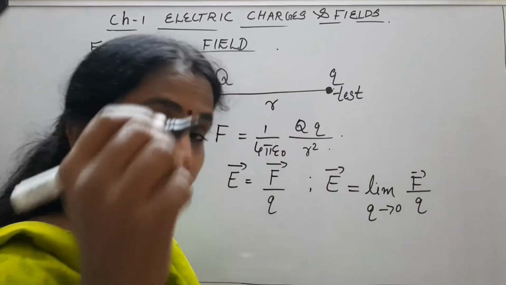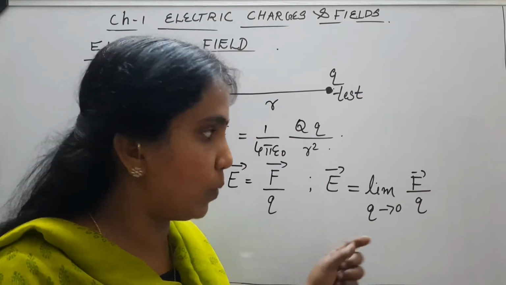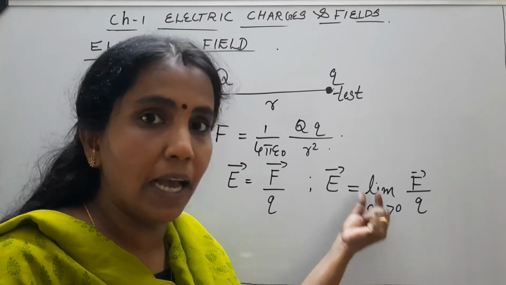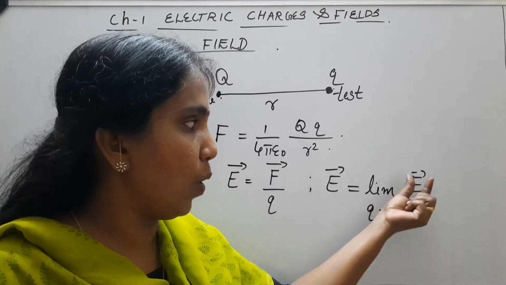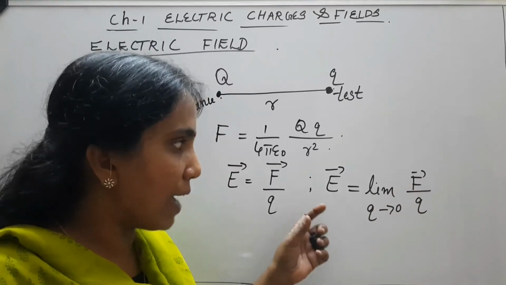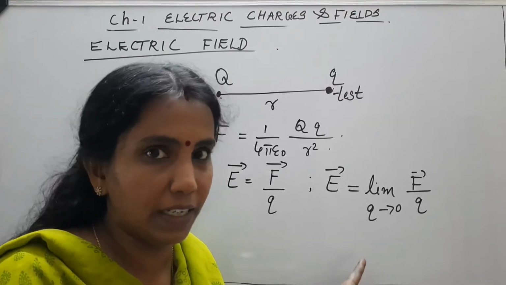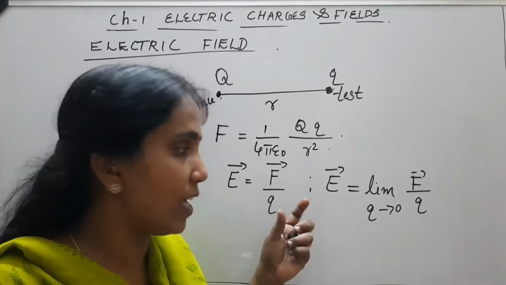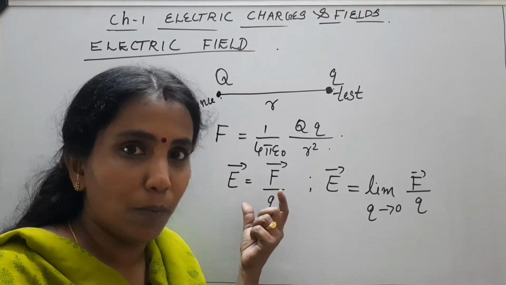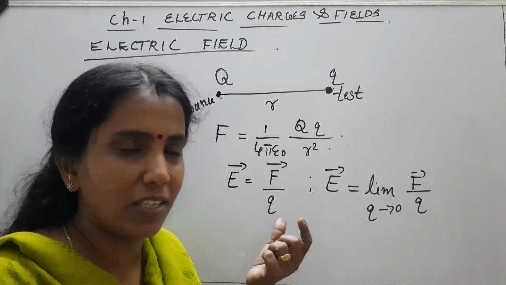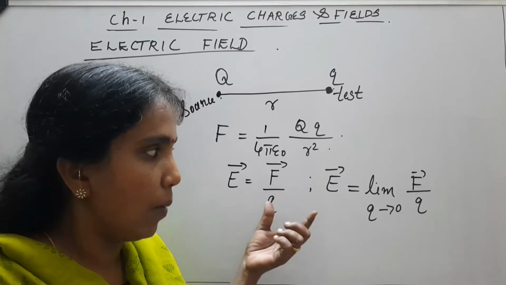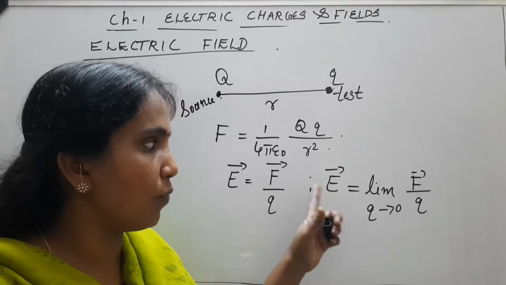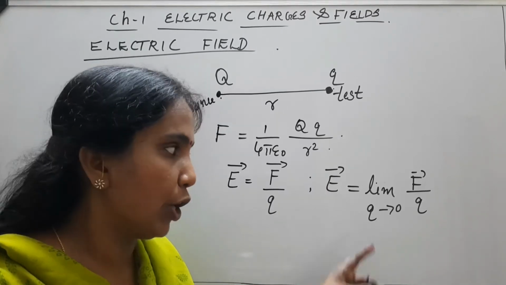I said Q should be as small as possible. That condition only we wrote as limit Q tends to 0 F by Q. So this is the actual mathematical definition of electric field. In doing problems or application level questions, we can use the simpler equation. But when we come to the actual definition, the actual mathematical definition of electric field is limit Q tends to 0 F by Q.